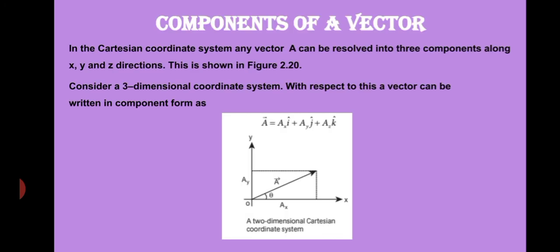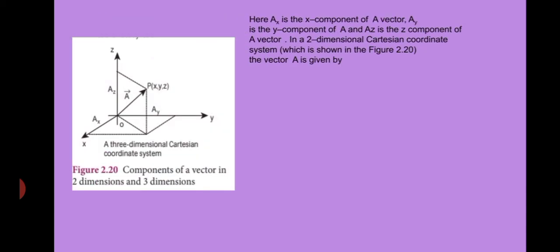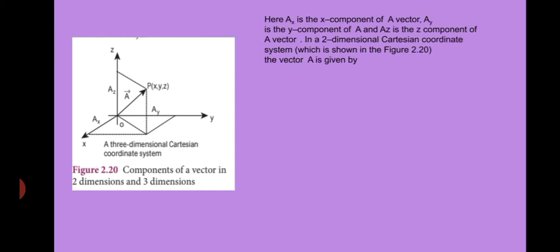This picture denotes the two-dimensional Cartesian coordinates. This picture denotes the three-dimensional Cartesian coordinates. Here ax is the x component of the A vector, ay is the y component of the A vector, and az is the z component of the A vector.